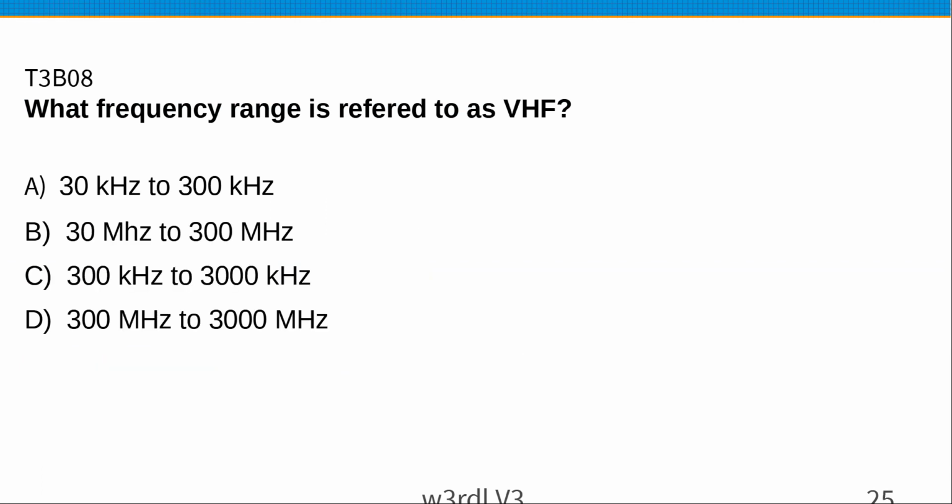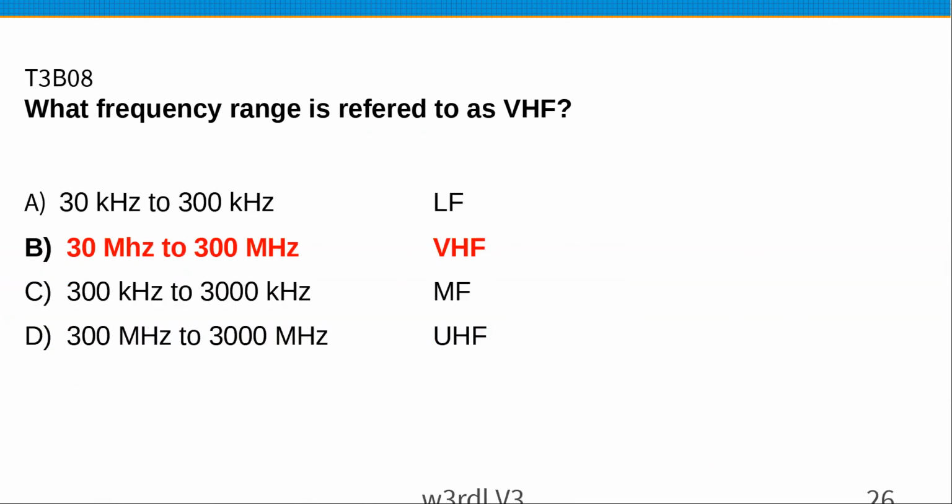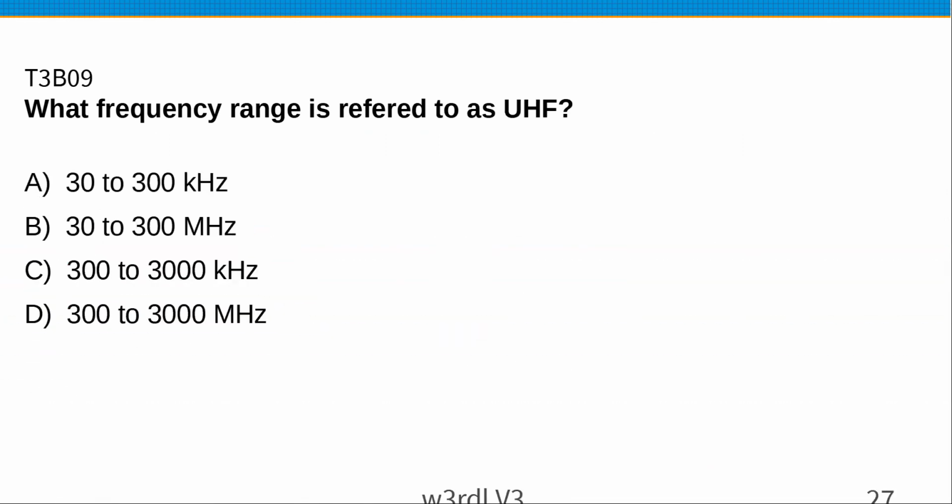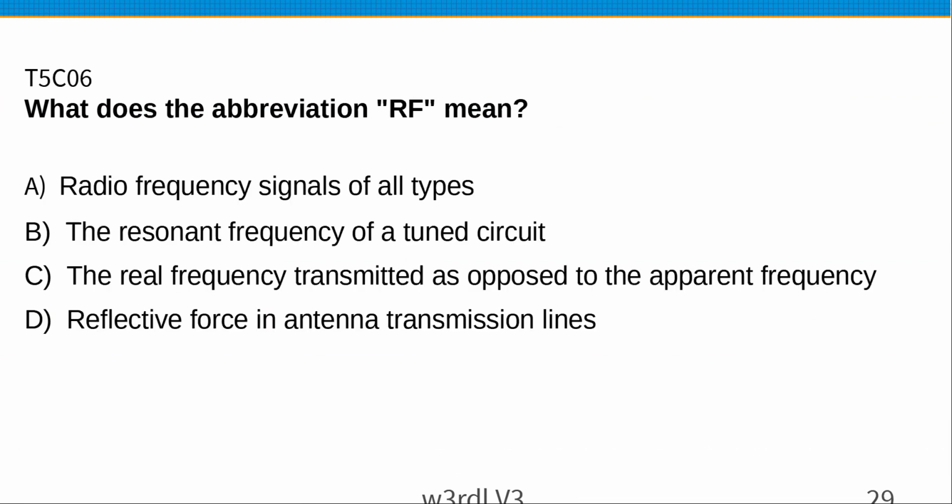What frequency range is referred to as VHF? B. Oh, yeah, right. Bravo. Remember, HF, what follows? VHF, right? 30 to 300, yeah, B. What frequency is referred to as UHF? C. Delta. Good. What does the abbreviation RF mean? Alpha.